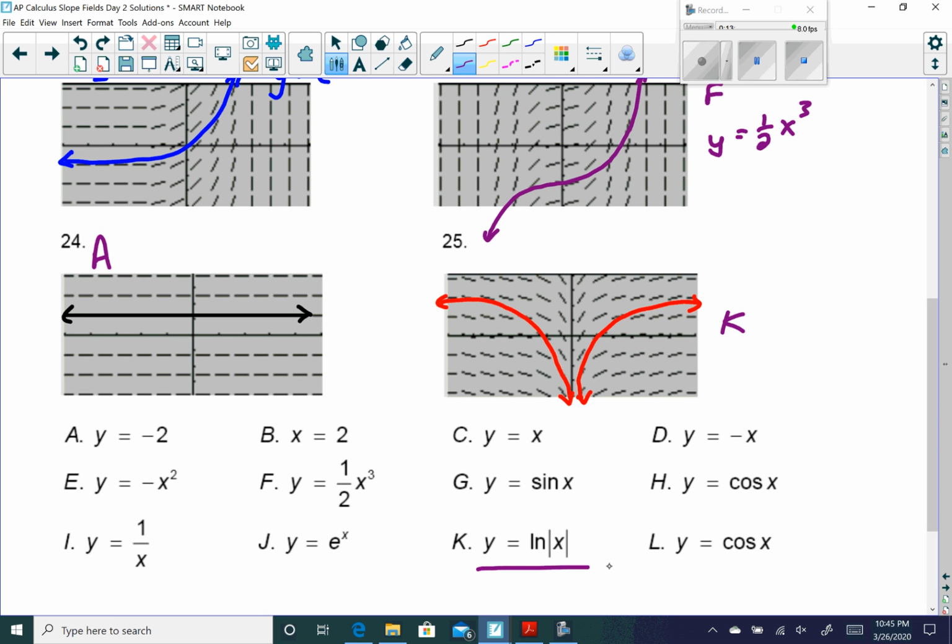Y is equal to the natural log of x. So as I mentioned just on the last page, take your time, go back over these again so you fully understand them.